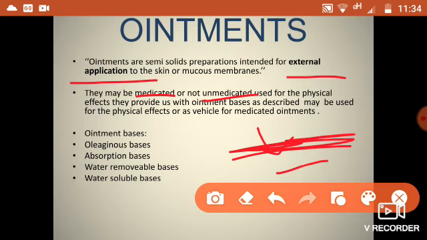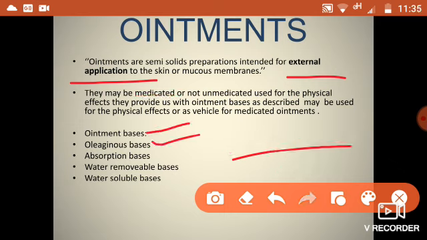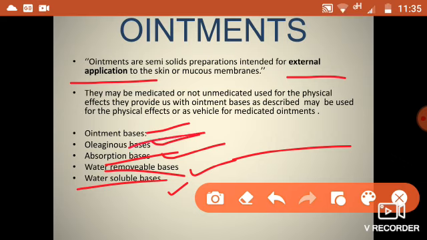So we have the following categories. The first one is ointment base: oleaginous base, absorption base, water removal base, and water soluble base. As the name indicates, water soluble bases dissolve in water and may be removed through the application of water. Absorption bases can absorb water, and may absorb any other ointment. The two most important ones we are going to deal with are the oleaginous and ointment bases.